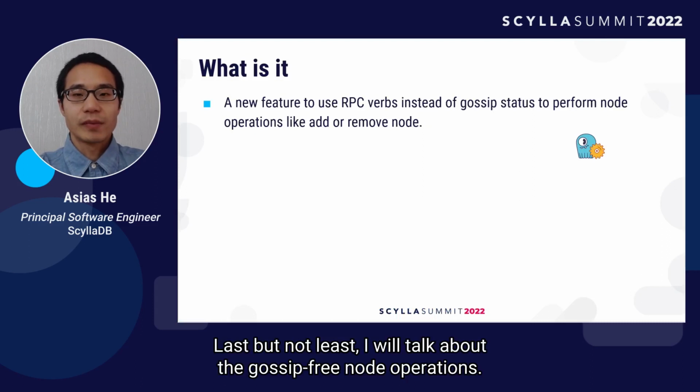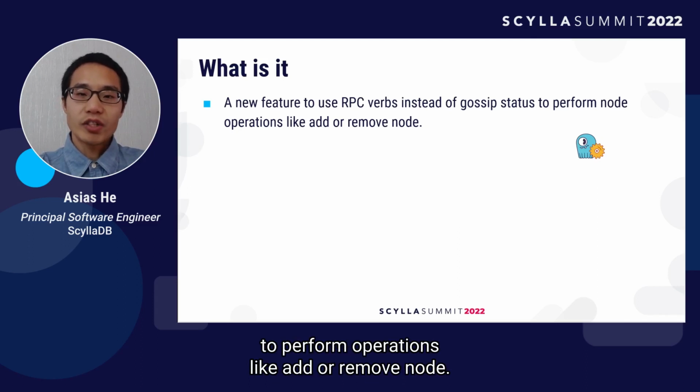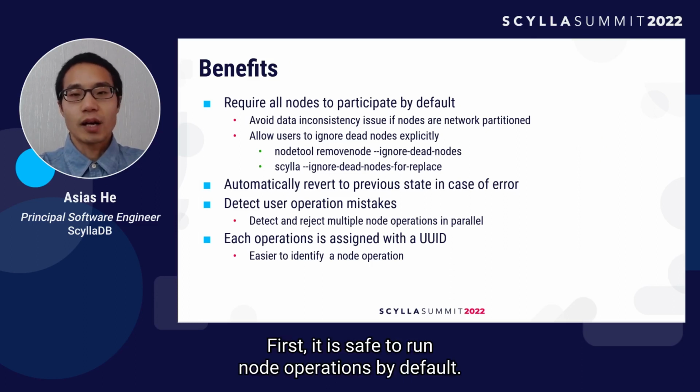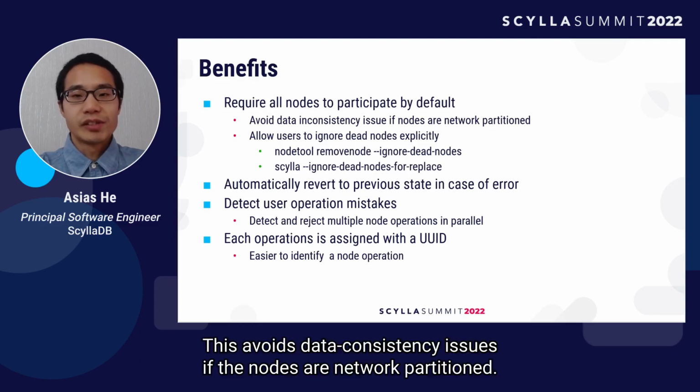Last but not least, I will talk about gossip-free node operations. It is a new feature to use RPC verbs instead of gossip status to perform operations like adding or removing a node. The feature gives multiple benefits. First, it is safe to run node operations by default. It requires all the nodes in the cluster to participate in topology changes. This avoids data consistency issues if nodes are network partitioned.